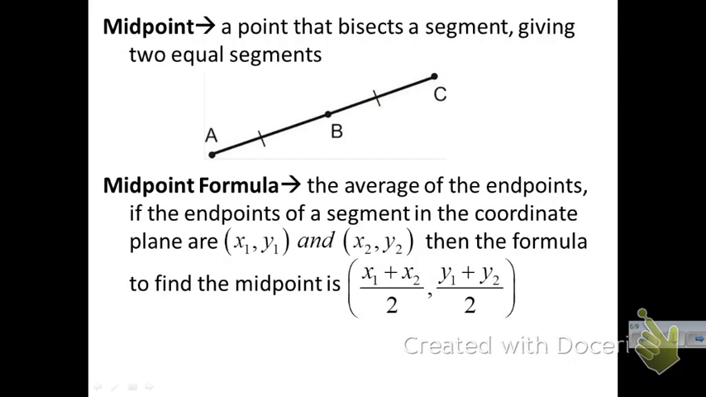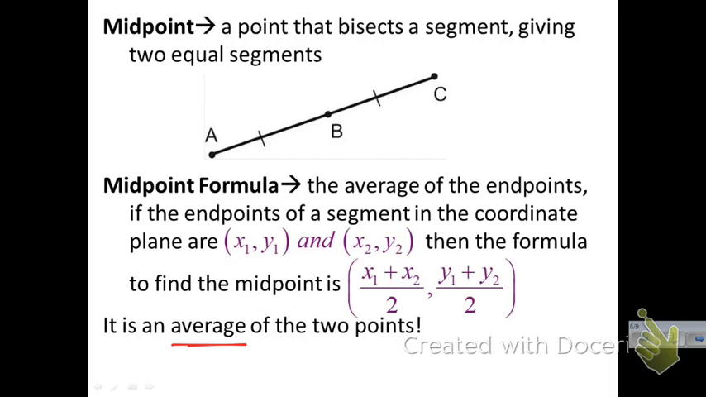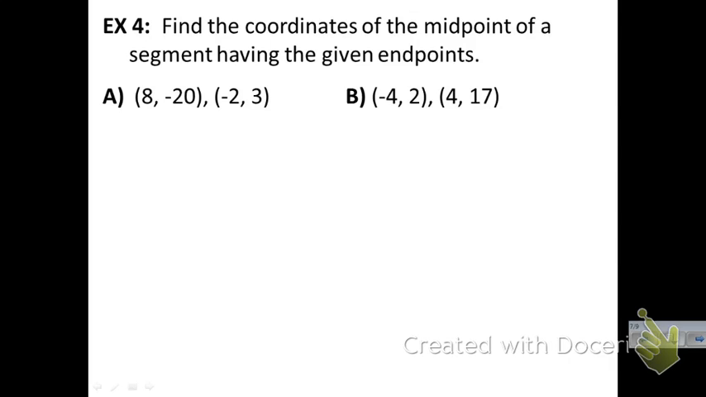The midpoint formula is an average, and we used that on the last example, of the endpoints. So if the endpoints are in the coordinate plane so that we have these 2 points, then the formula will look like this. We add the 2 and divide by 2. We add the x values and divide by 2, add the y values and divide by 2. And I just want to reiterate that it is an average. We add and divide by 2 of the 2 points.